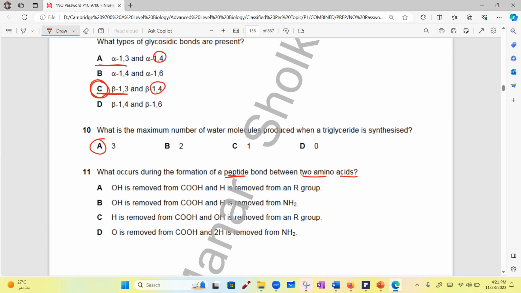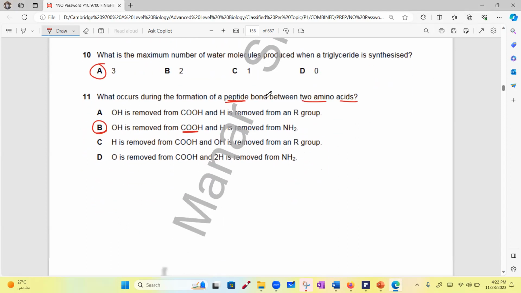B. Okay, let me read. OH is removed from the carboxyl and hydrogen from the amide. Yes. Now, I told you here a very nice trick to remember. When you come to study a peptide bond, you will draw 2 amino acids, NH2, and you will draw the whole structure of the amino acid.